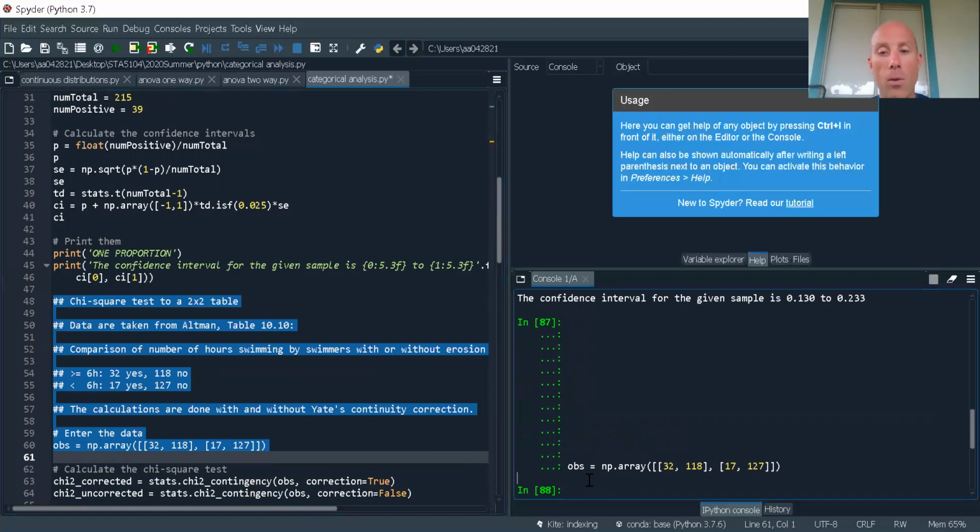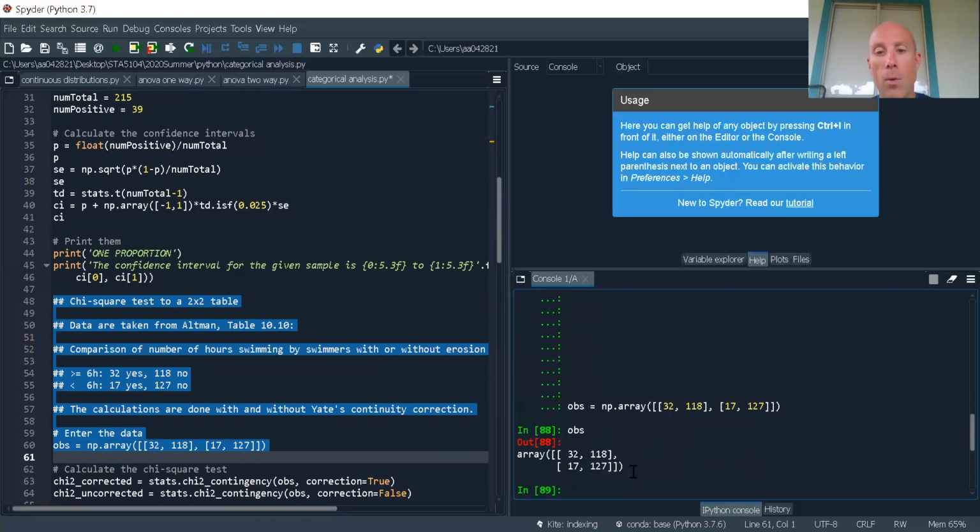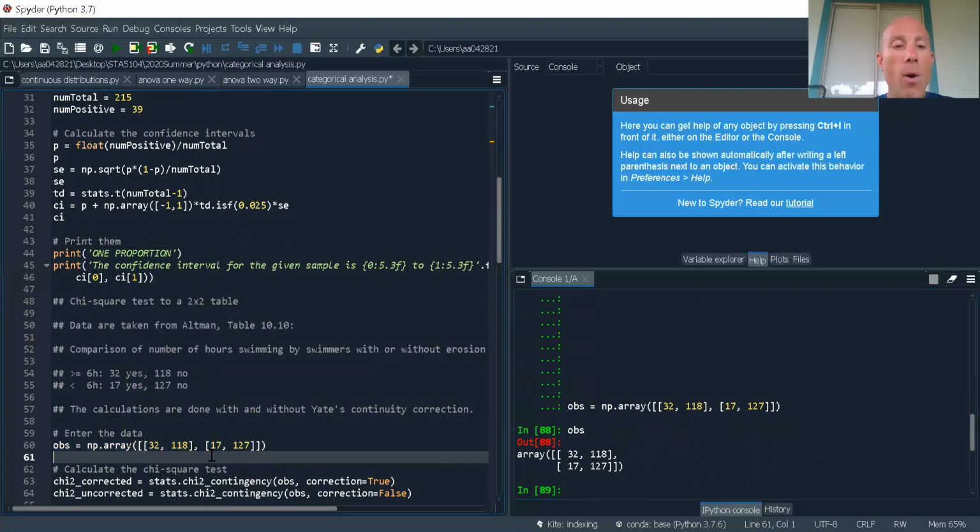All right, so let's go ahead and take a look at OBS. Here we've got 32, 118, 17, and 127 as the values. What we want to see is, is there statistically a difference somewhere between these, like, is there a difference within a cell anywhere from what we would expect to see? If I was to tell you the sum of the rows and the sum of the columns, you would be able to figure out the average for each individual cell.